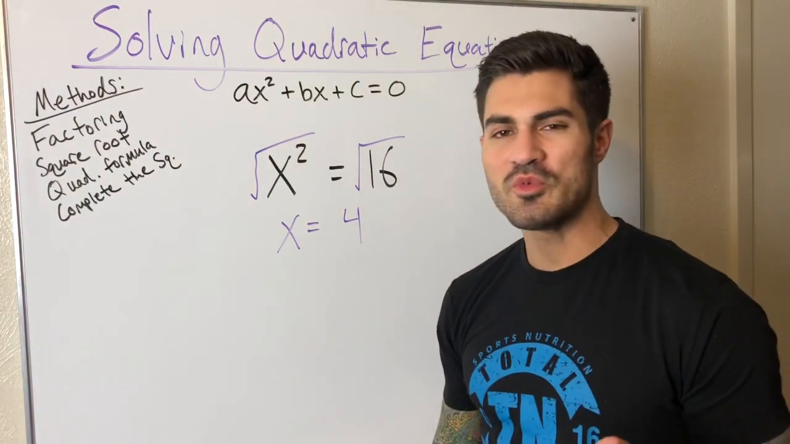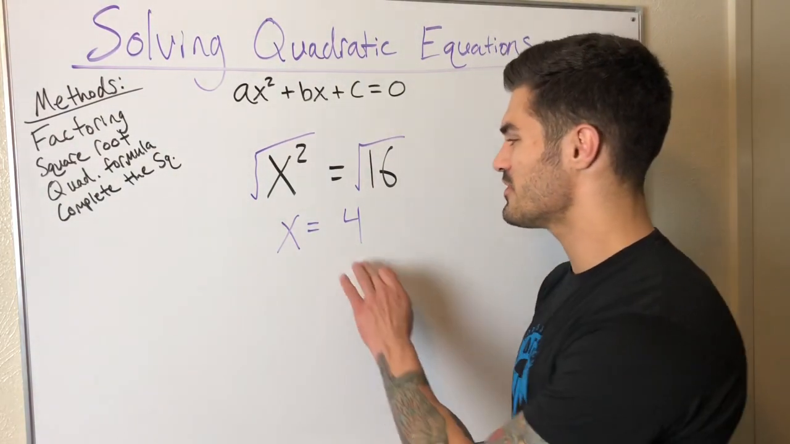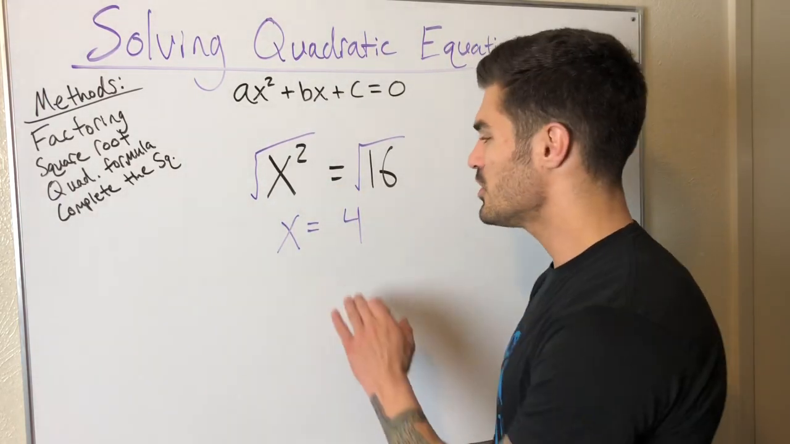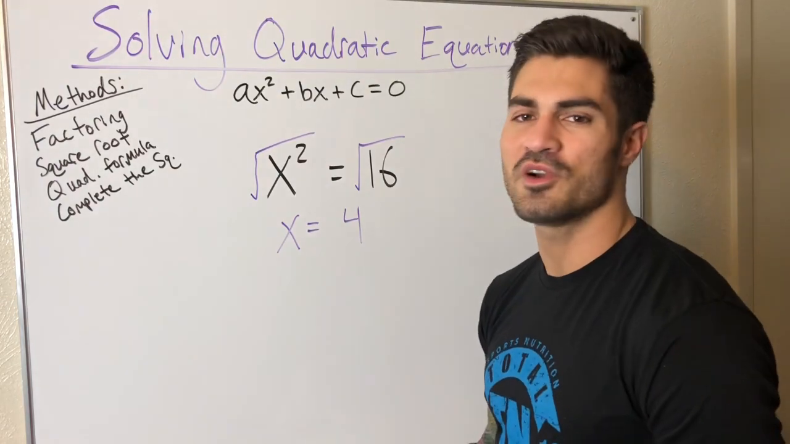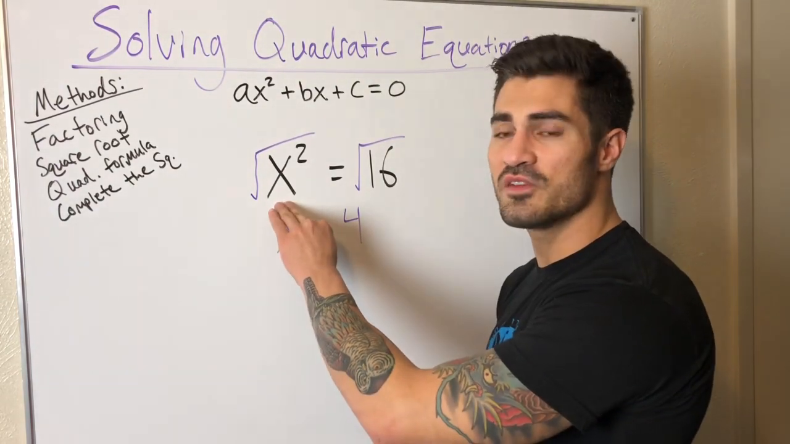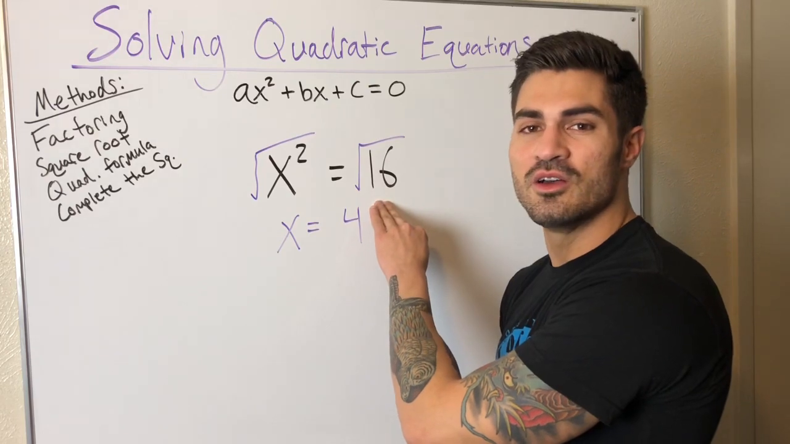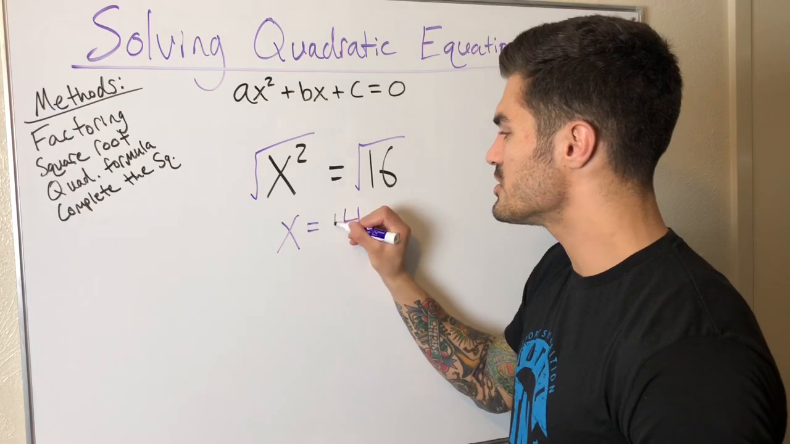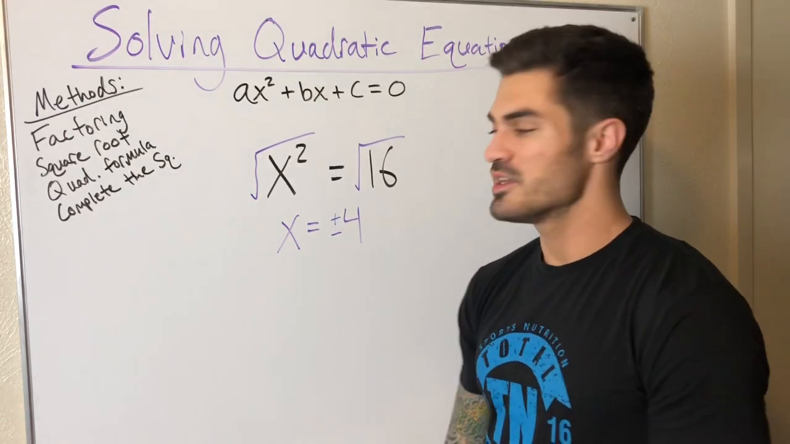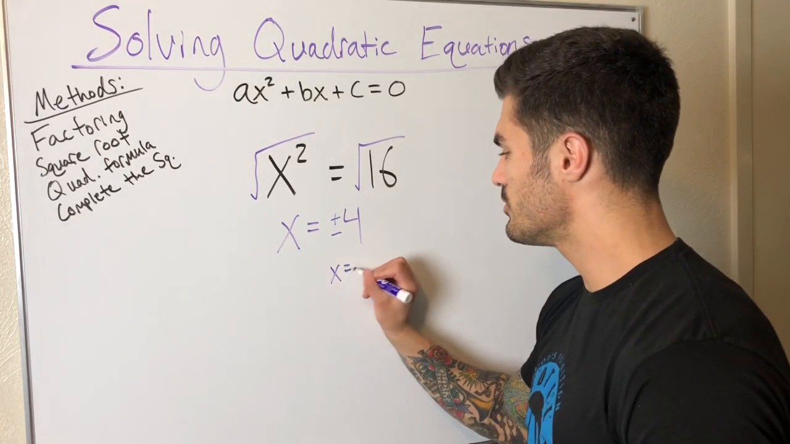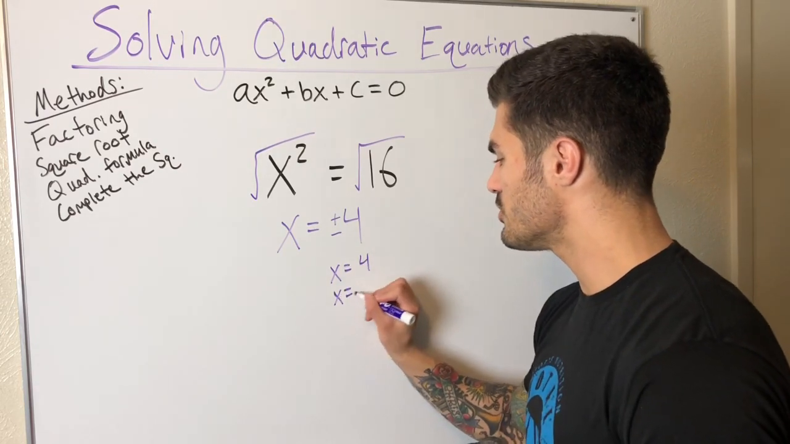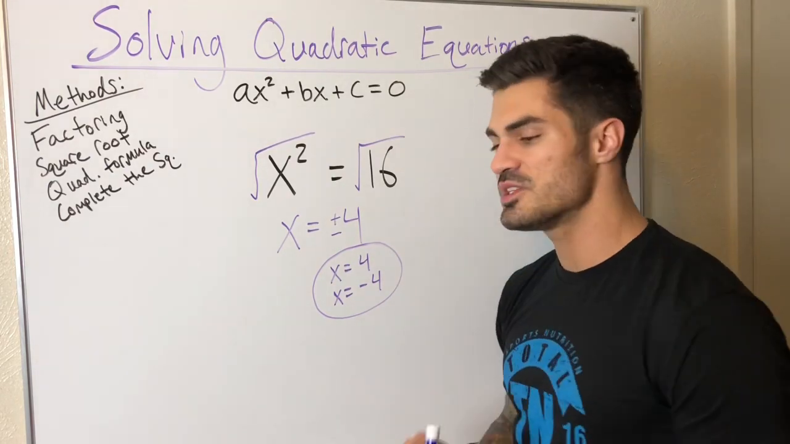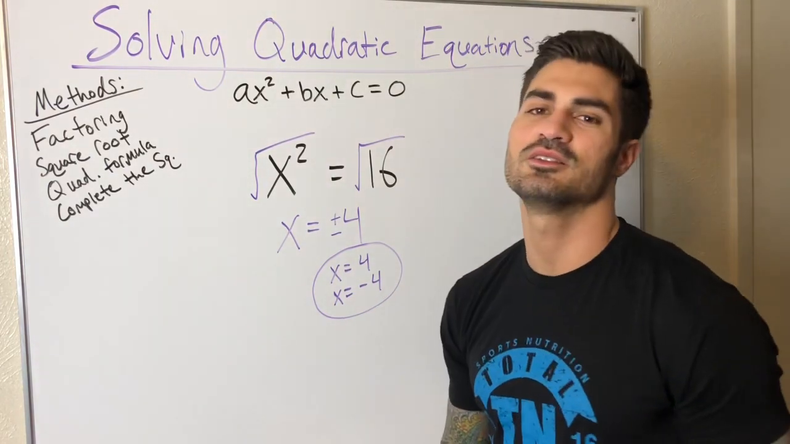But I've got to be real careful, right? Because look what happens. If I plug 4 back in for x, I get 16. So we know that answer is correct. But what happens if I plug in negative 4 for x? I get negative 4 times negative 4. That's 16 as well. So I'm missing an answer. And that's why when you take the square root of both sides, you always put plus or minus. So what this really means is x equals positive 4, but x also equals negative 4. These are our two solutions. So when you use this method, please do not forget the plus or minus.